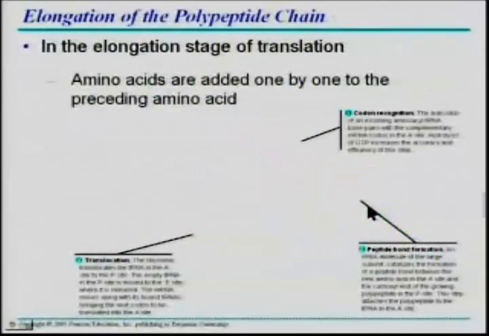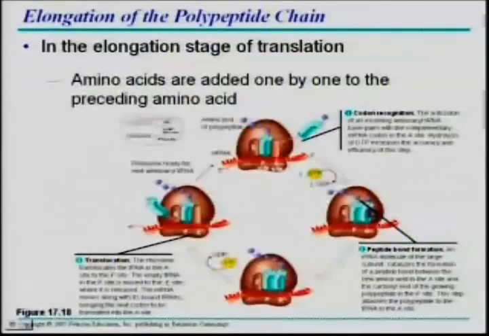So the elongation of the polypeptide chain is next. In the elongation stage of translation, amino acids are added one by one to the preceding amino acids. So here we see the P site occupied by the tRNA holding the growing polypeptide, and the amino end. Remember we talked about amino terminus and carboxy terminus. The amino end is the one at the first part of the peptide being produced.